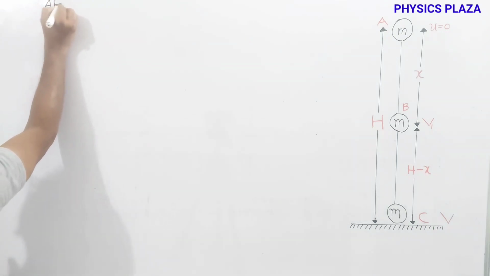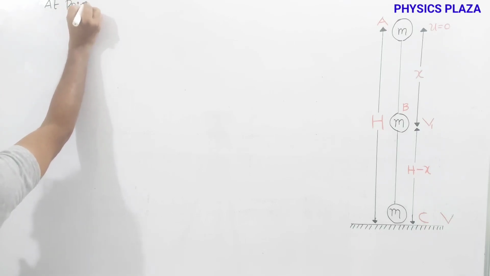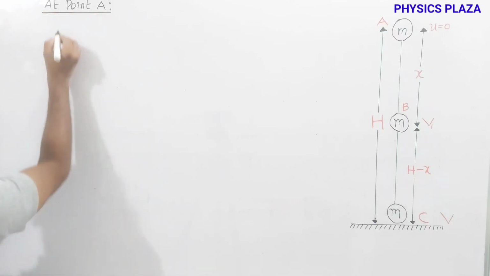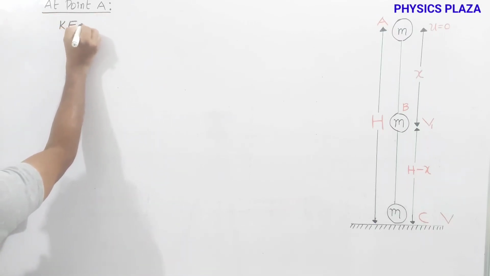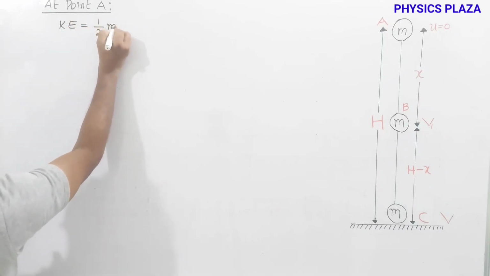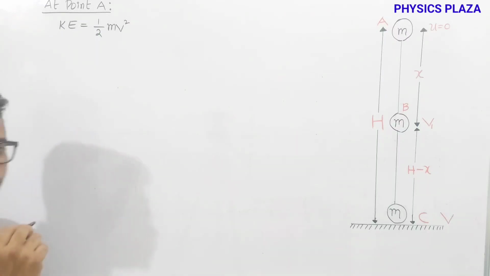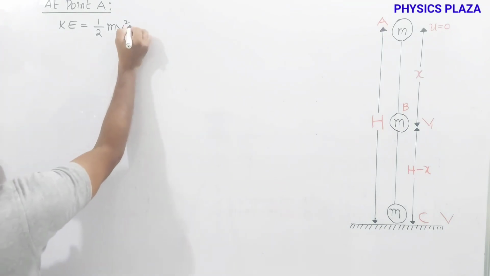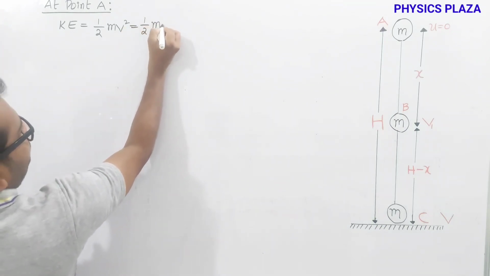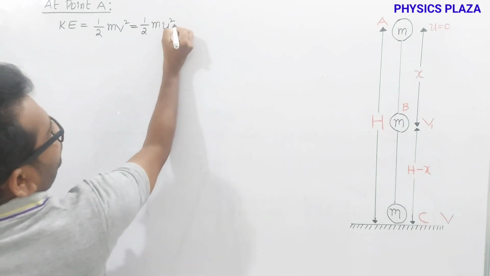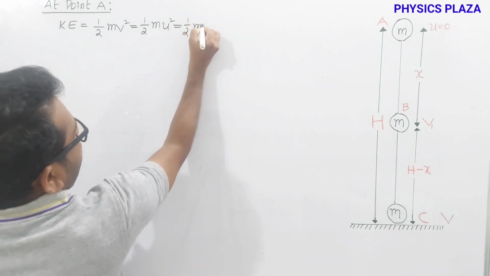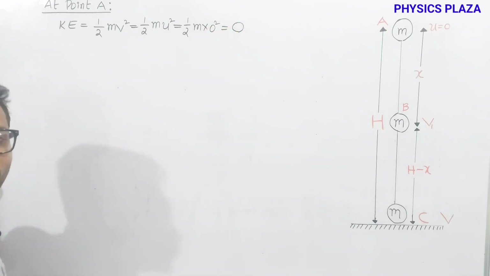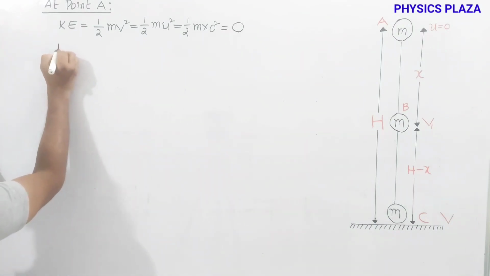Now, let us see at point A. At point A, first, we need to calculate the kinetic energy, children. We know that kinetic energy is equal to half mv square. But at point A, what is the velocity? Velocity is 0. Let me write it in terms of initial velocity. As the initial velocity is 0, it will be half m into 0 square. So, kinetic energy at point A is 0. So, what about potential energy?